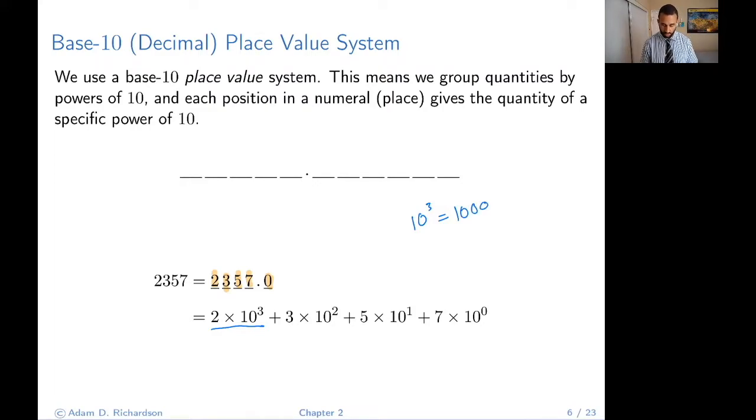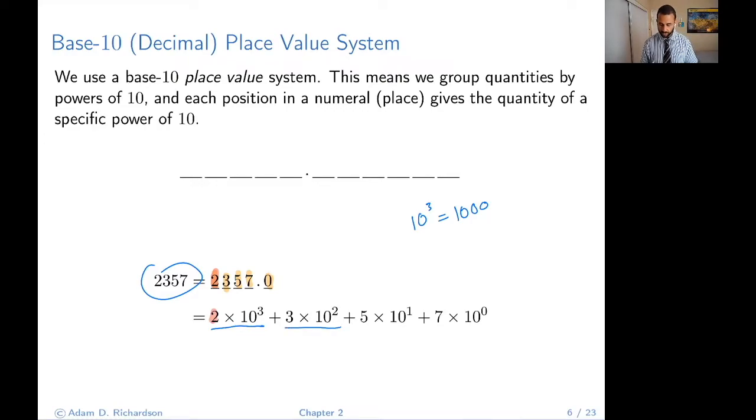Right? So in this quantity, 2,357, we're saying you have 2 groups of 1,000, and they're represented right here. There's our 2 groups of 1,000 right there. And that's why we say there's 2, and then we have this little power of 10, 10 cubed, which is 1,000. All right, then we move on.